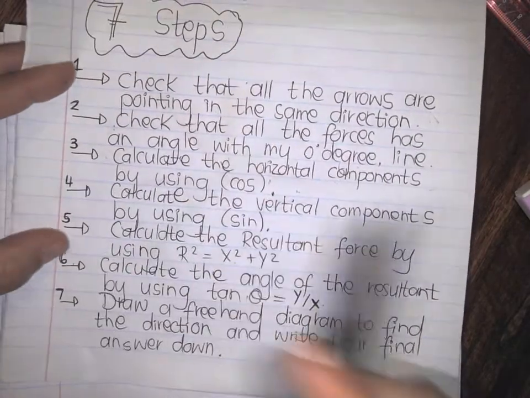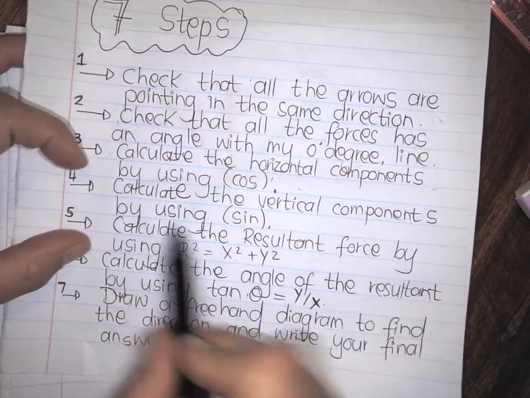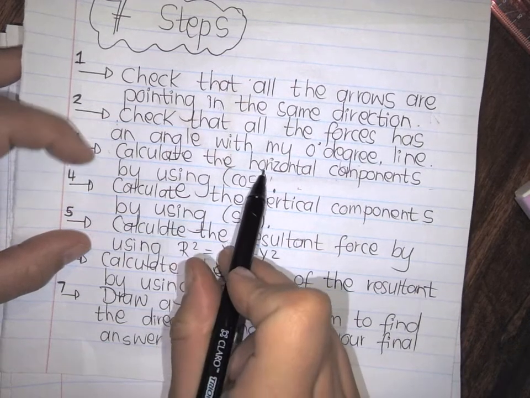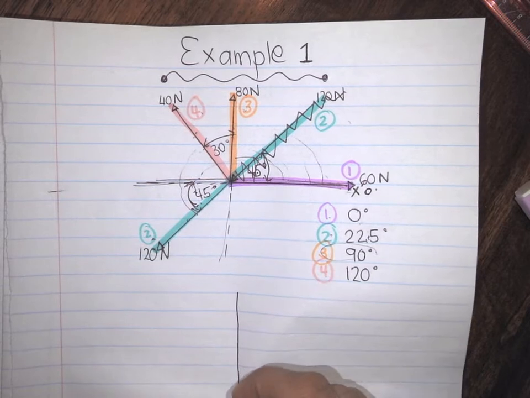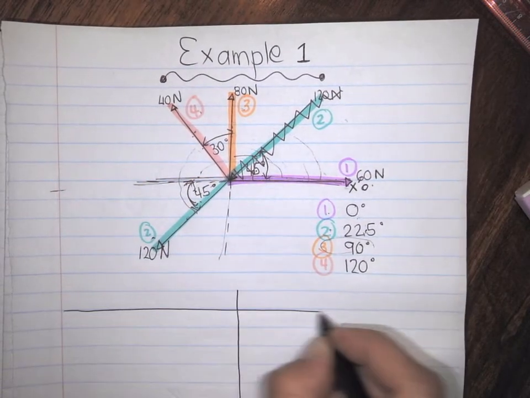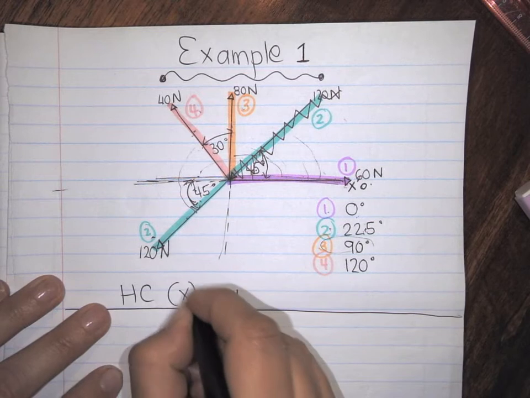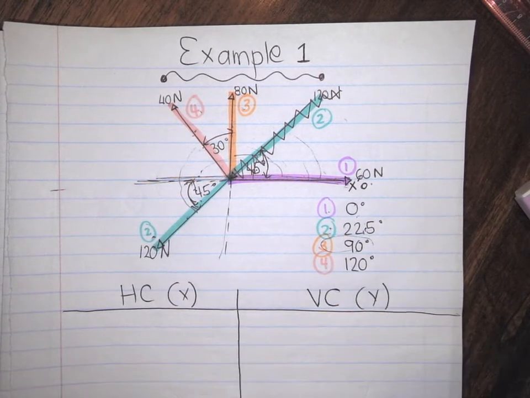Step number 3, calculate the horizontal components by using cos. And step number 4, calculate the vertical components by using sin. So we're going to do step number 3 and 4 together because we use the table method. On the left hand side we do the horizontal component, which is x, and on the right hand side the vertical component, which is y.